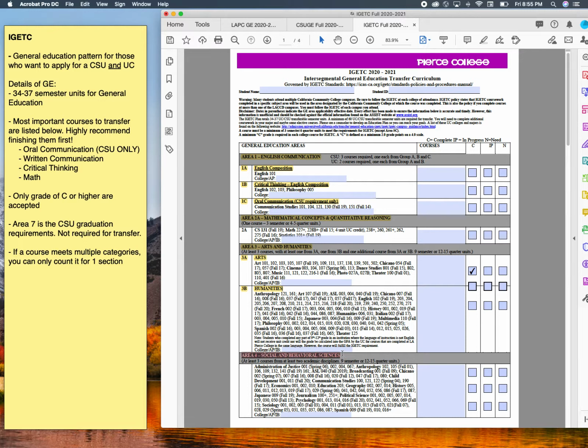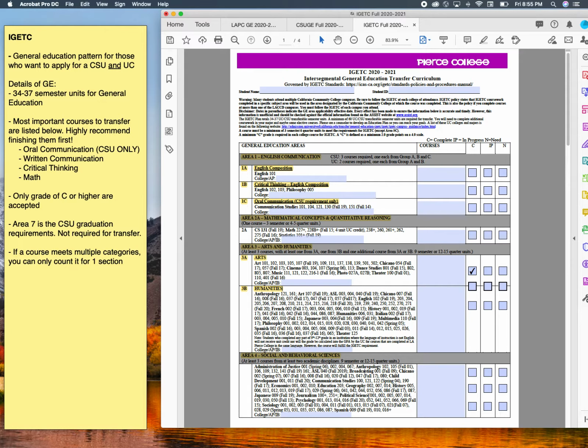Area 4, social and behavioral sciences. This is where you have to have at least 3 classes, okay, from at least 2 academic disciplines. So you're thinking, okay, what are academic disciplines? It's really from at least 2 different subjects, okay? So that means you cannot have all of your classes from psychology. All 3 of them can't be from psychology. 2 of them can be from psychology, and then the last class has to be from a different subject, okay? In total, you need 9 semester units. So 3 classes, 3 semester units each.